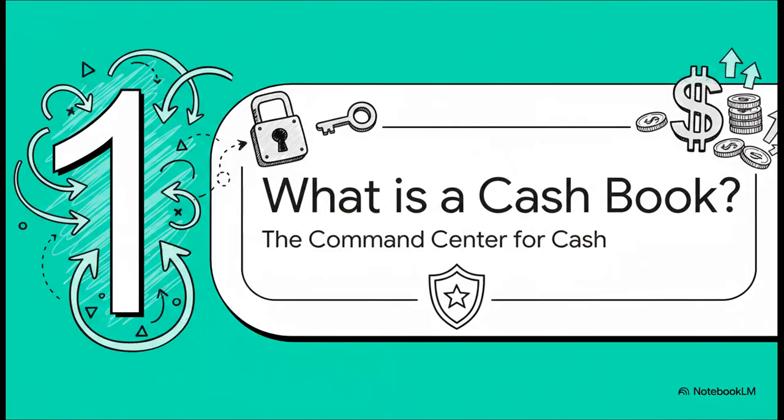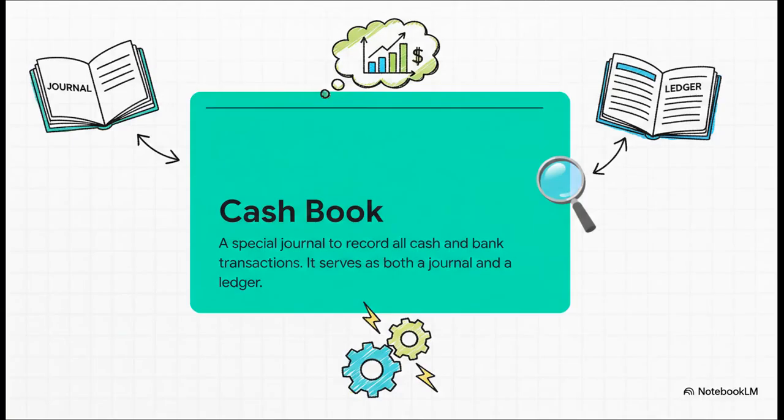So, first things first, what is a cash book? The best way to think about it is as the command center for all your cash. Every single cash transaction, this is where it's managed. Okay, here's the textbook definition, and it actually reveals the cash book's secret superpower. It's both a journal and a ledger. Now, what does that mean? It means it doesn't just list what happened, it also summarizes it, all in one place. It makes the whole accounting process way more efficient.